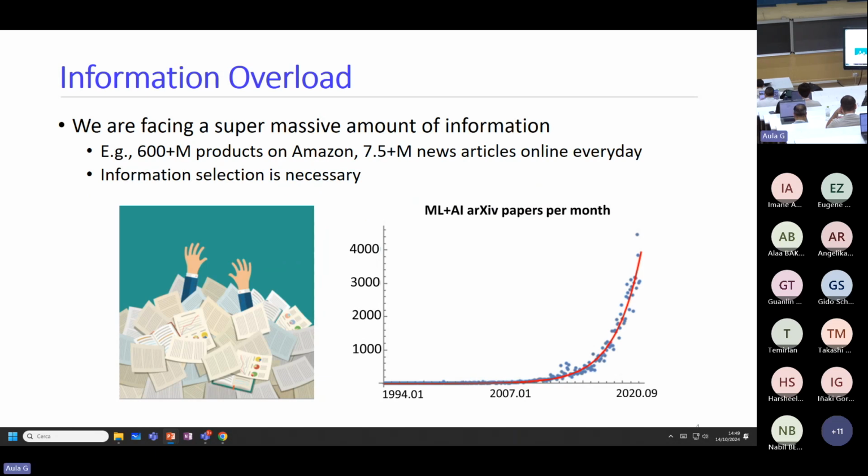In today's digital age, we are experiencing information overload with over 600 million products on platforms like Amazon and more than 75 million news articles published daily. It's impossible to process all the available information manually. This makes information selection not only necessary but critical to ensure users receive the most relevant content. Feature interpretation plays a key role in helping recommender systems tackle this challenge effectively.